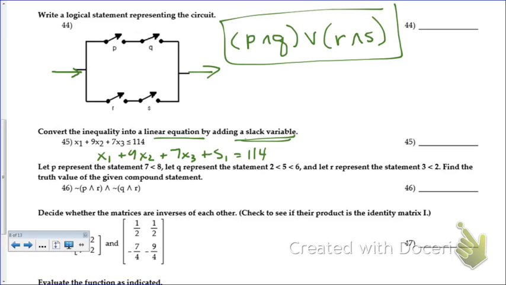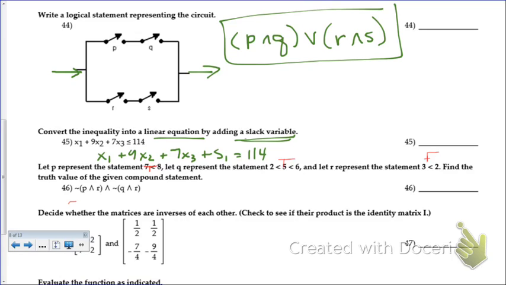Number 46, let P represent the statement 7 is less than 8. That's true, so I'm going to put a little t there. Let Q represent the statement 5 is greater than 2 and less than 6. That's a true statement as well. And R, 3 is less than 2. That one's false. So I'm going to go through in this statement and replace the P, Q, and the R with trues and falses.